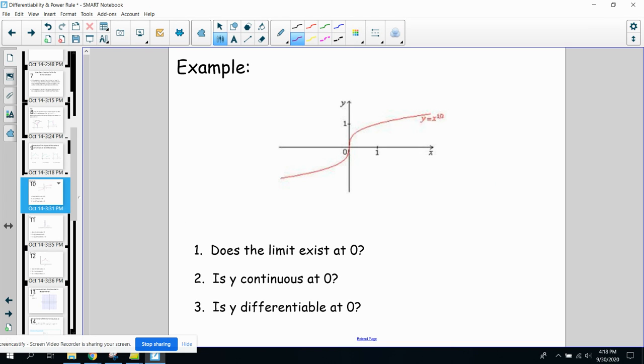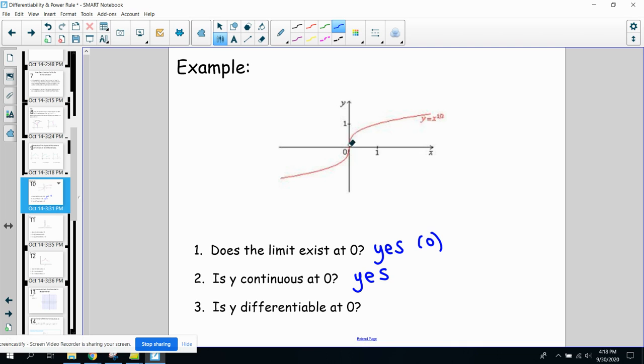So here's an example. Does the limit exist at 0? Is my limit from the left and the limit from the right equaling the same value? In this case, yes, it is, and you can see that it's 0. Is y continuous at 0? Can I draw this without picking my pencil off the paper? I sure can. So it is continuous. Is y differentiable at 0? Great, it's continuous. Does that mean it's differentiable? Not necessarily. So let's look at 0 and what's happening.